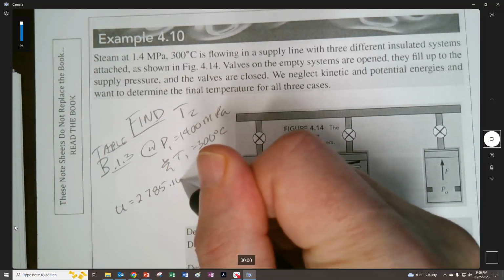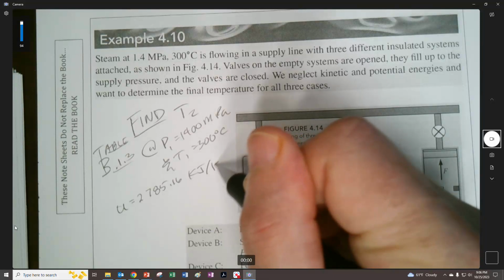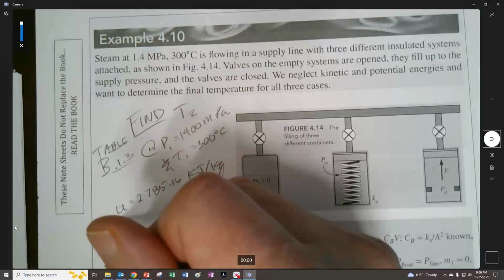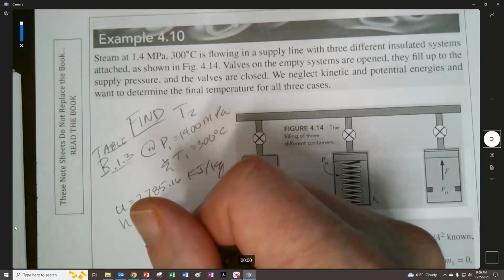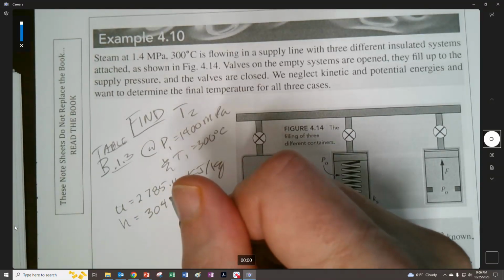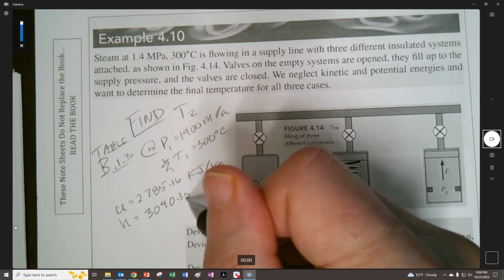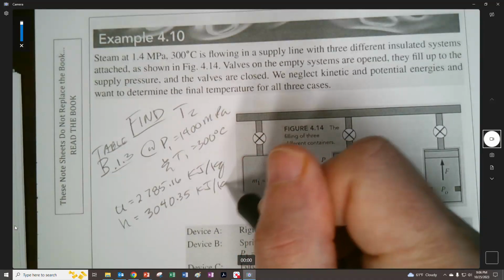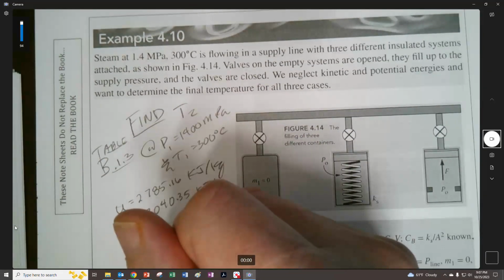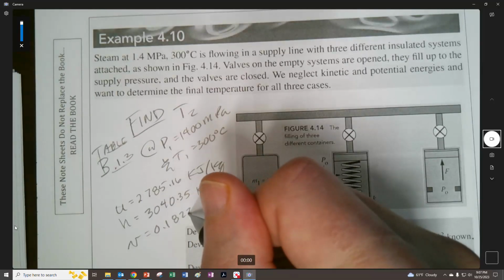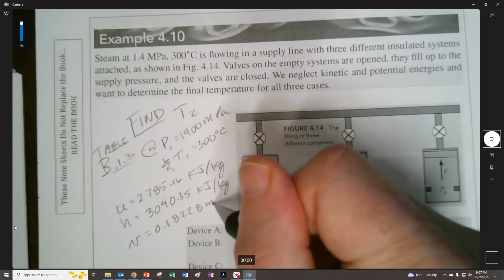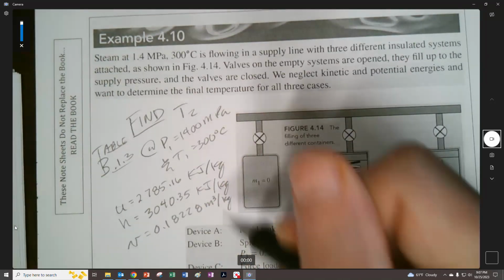So all the things that we've been doing so far. We haven't done entropy so far, so we don't need that. But we got internal energy and enthalpy, 3040.35. We're for sure probably going to need that one. And then I also put this down because there might be something where we need the mass and we might know the volume. So let's go ahead and get that down.